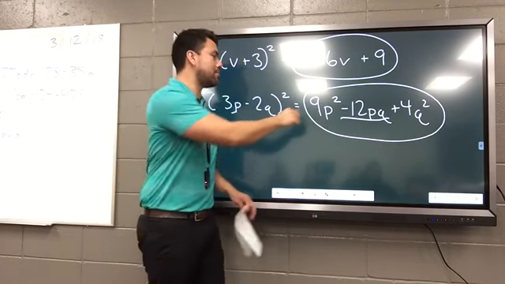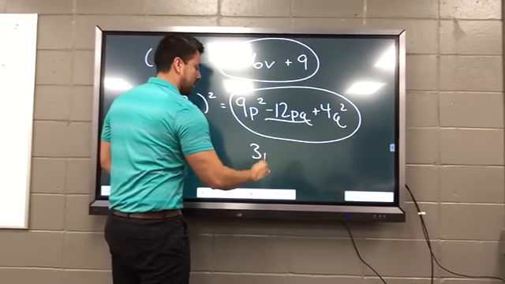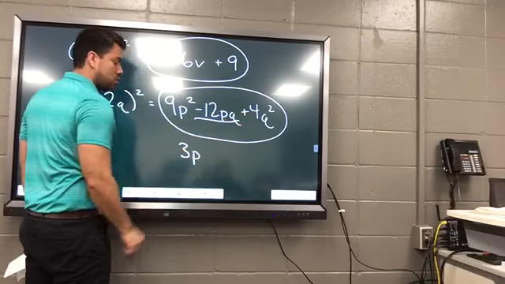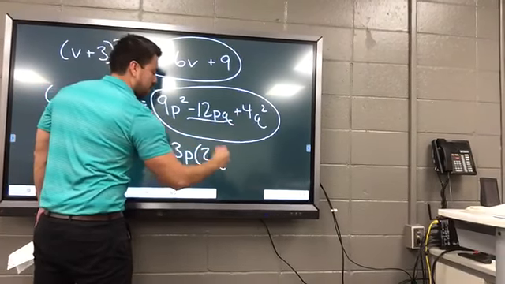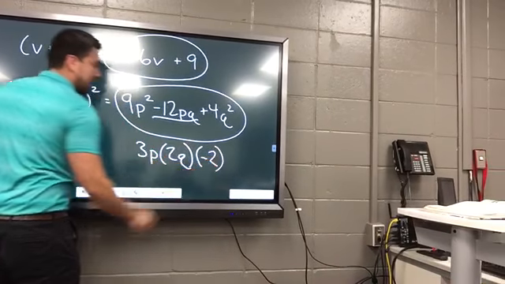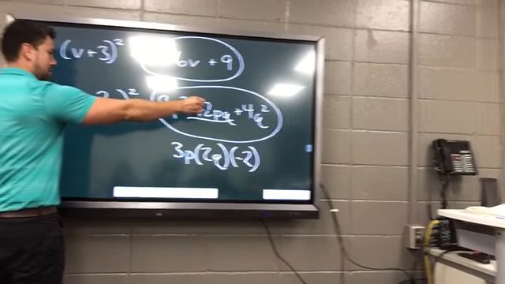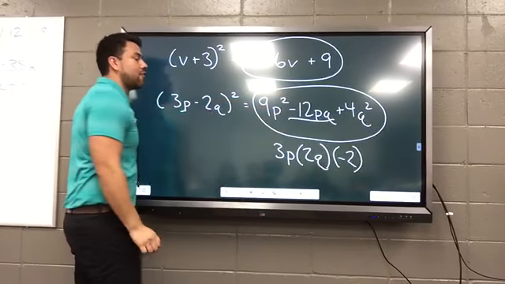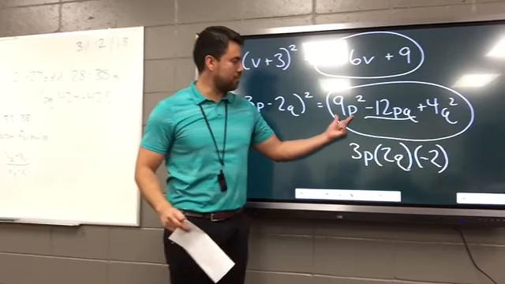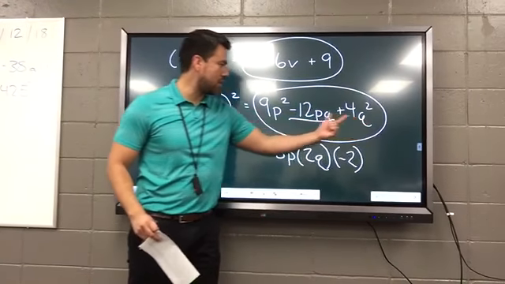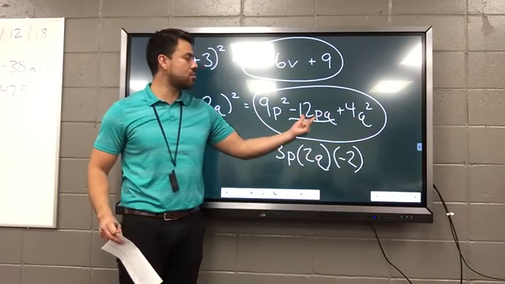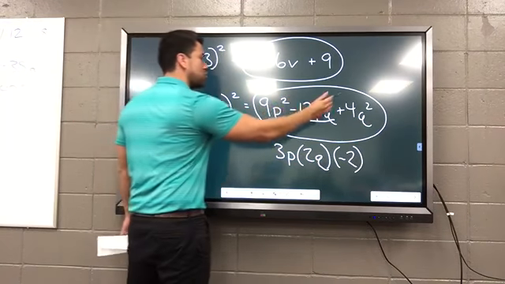So ready? What's the square root of 9p squared? 3p. What's the square root of 4q squared? And then times negative 2, what does that give me? Okay, if its first term can be square rooted, third term can be square rooted, and you can say this about the middle term, this is a perfect square trinomial.